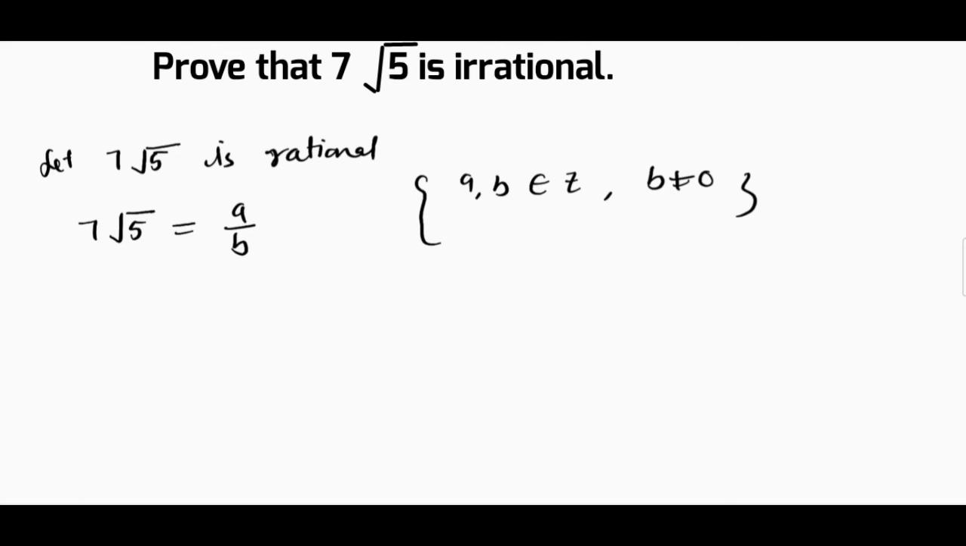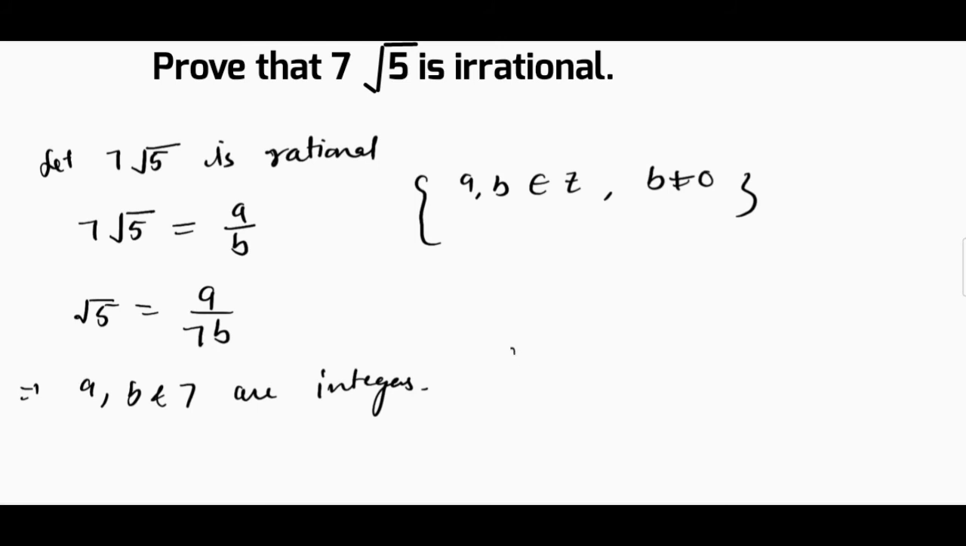Okay, so now what we can do here, I can write this a, I can take this 7 down, this will become, now take square root of, so here see this a, b and 7, these are integers.